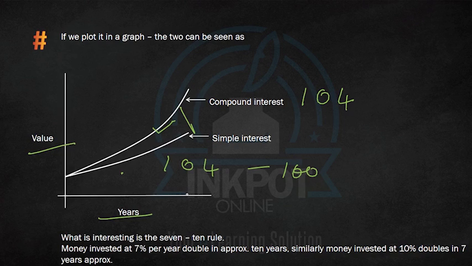What is very interesting is what is known as the 7-10 rule, which means that money invested at 7% per year doubles in approximately 10 years. There is a formula to it. All you should do is understand it, otherwise it becomes very complicated to try and explain it to you. Similarly, you can look at it the other way. Money invested at 10% is going to double in 7 years. So this is a very interesting formula. What is important to note here is the 10 and the 7.